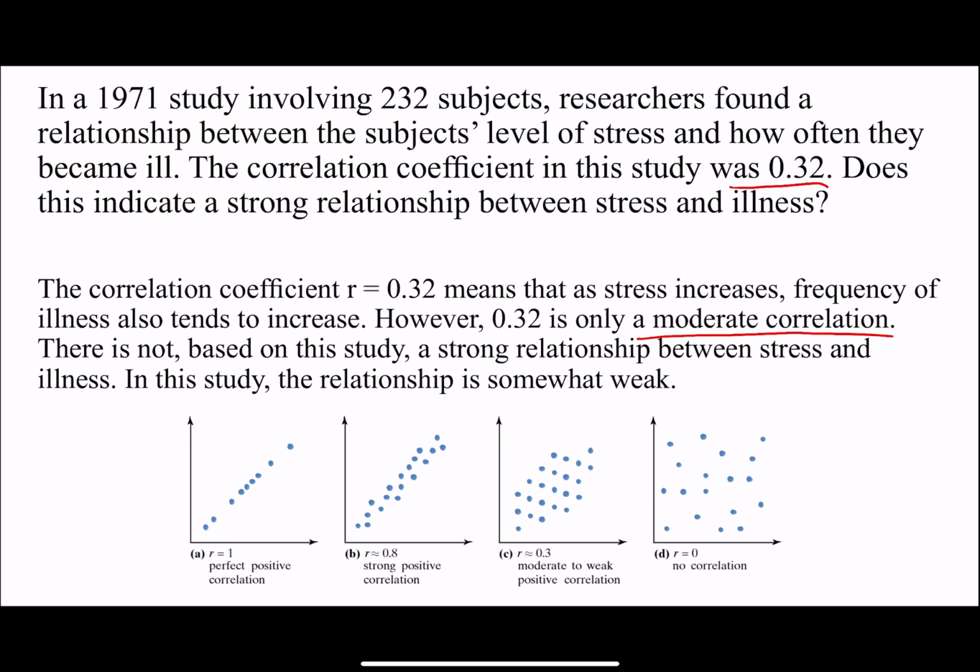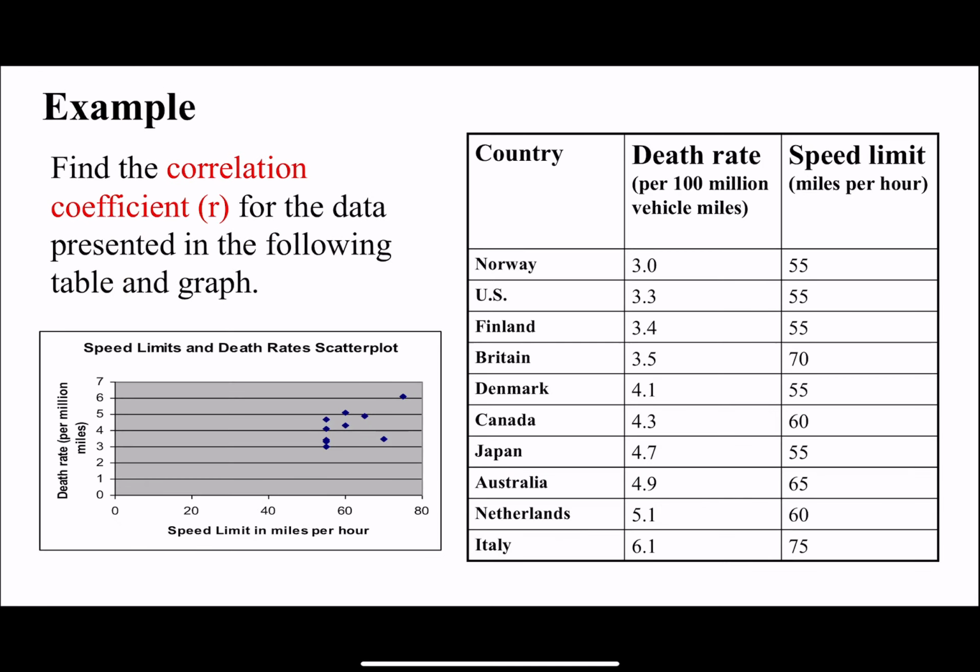So, we will use a table to judge whether or not we can say there is a correlation. How strong a correlation is depends on the number of samples we have, and it depends on the subject too, right? The topic we are talking about. Well, let's look at this example.